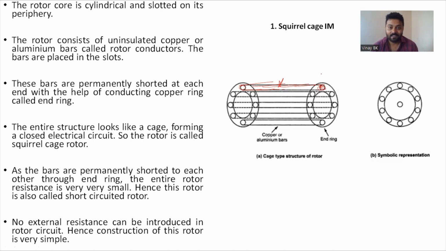Total marks is 6. 3 marks is for squirrel cage induction motor, and 3 marks is for slip ring induction motor. For the squirrel cage induction motor, 1 or 1.5 marks for the circuit or else the diagram, and for the explanation you may get 2 marks. So you need to write these 6 points. These points are more than sufficient to write in the exam.